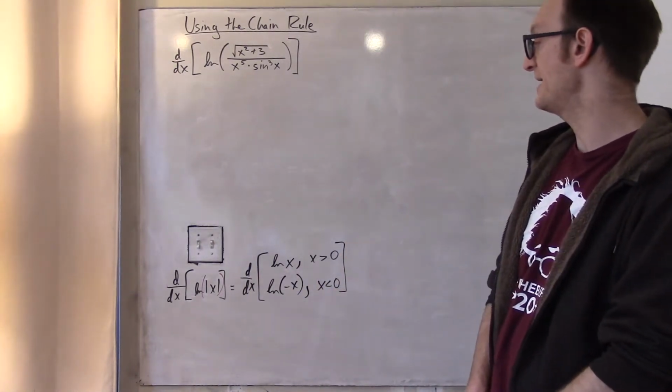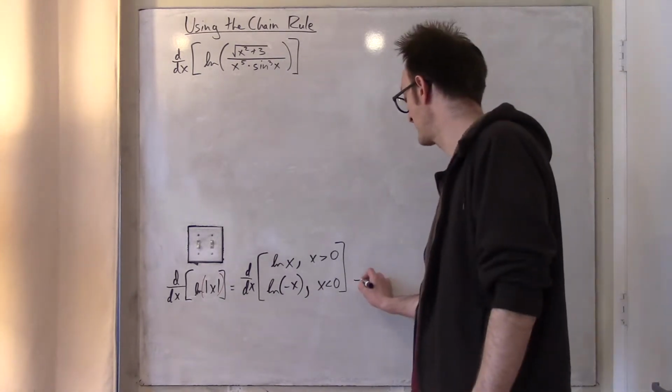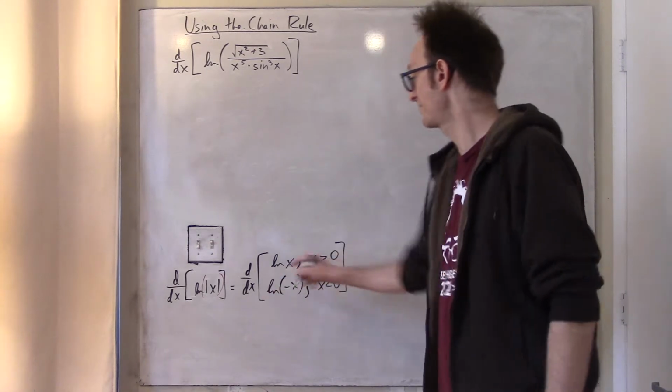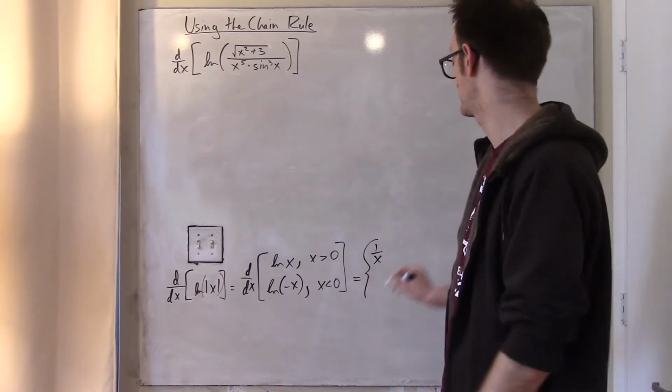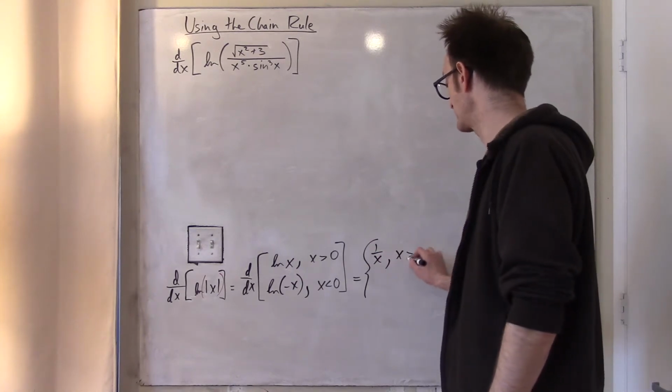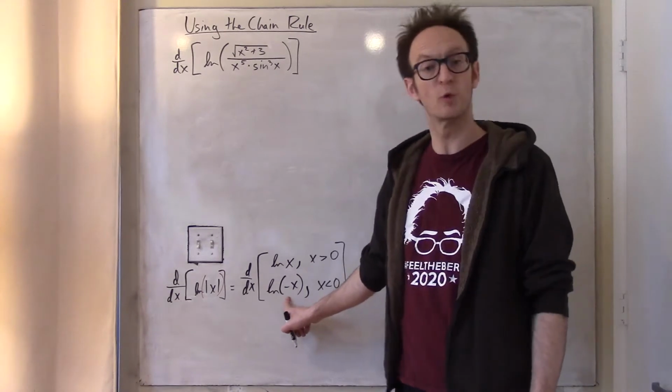Okay, now that I've split it up into cases, let me take the derivative. Well, what is the derivative of natural log? It's 1 over x, as we've seen. And so that's the answer I get if x is positive. But what if x is negative? Well, then I'm following this rule.